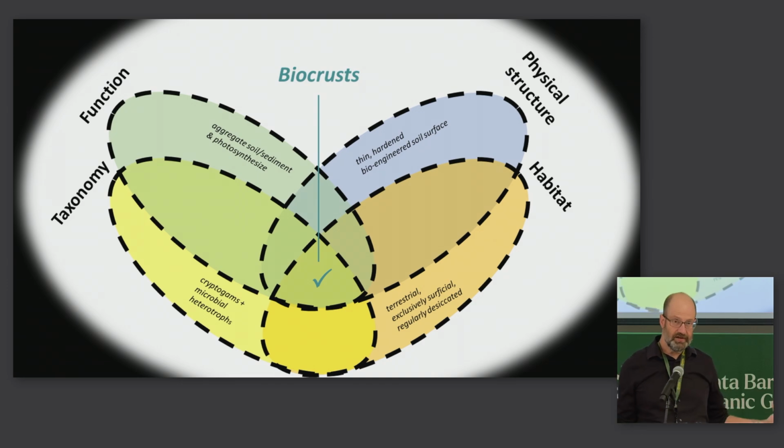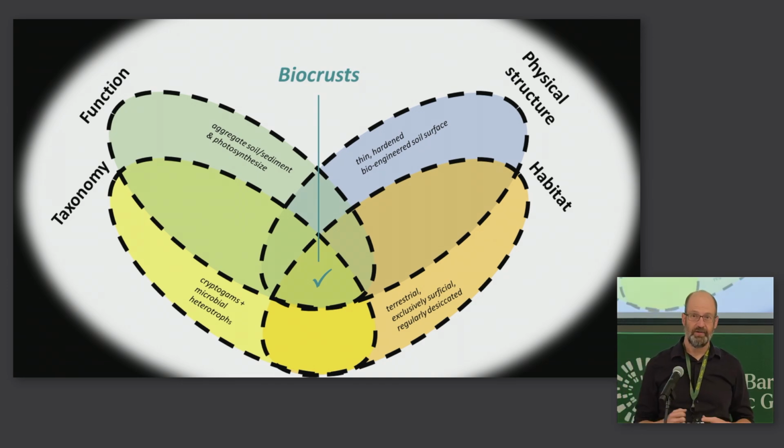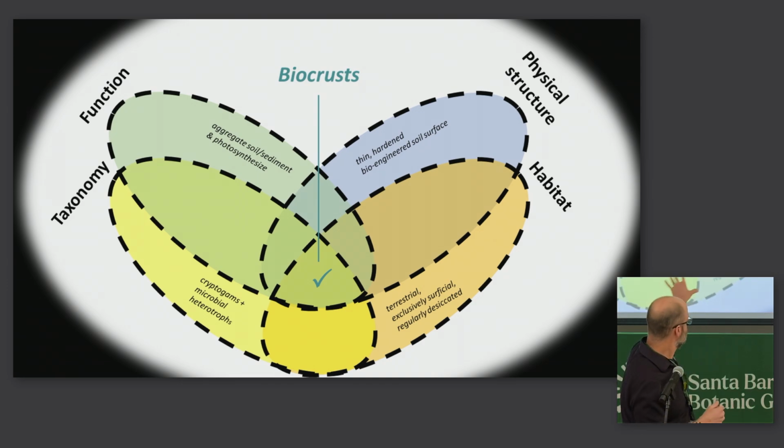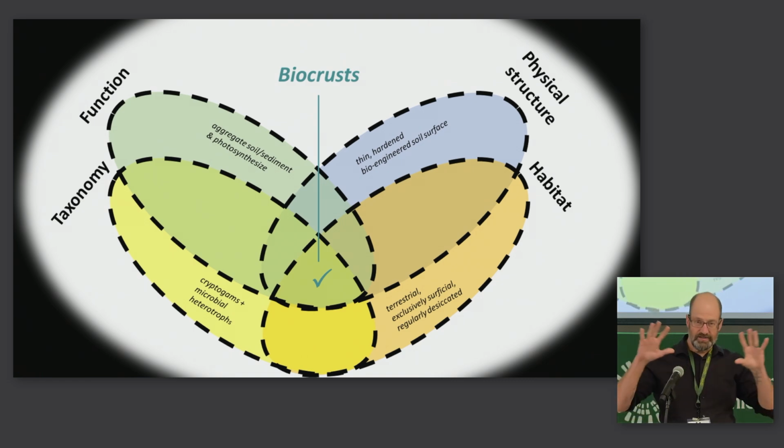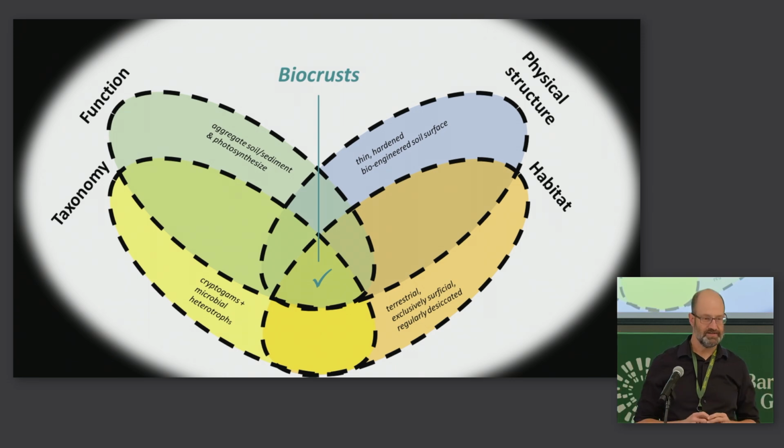So this is everything I just told you in one diagram. These are those 4 pillars of that definition. And what I want to communicate here is that when all of these things are true at the same time, right in the center, that's when you know you're looking at a biocrust. And that's what separates a biocrust from other communities that have some similar properties.